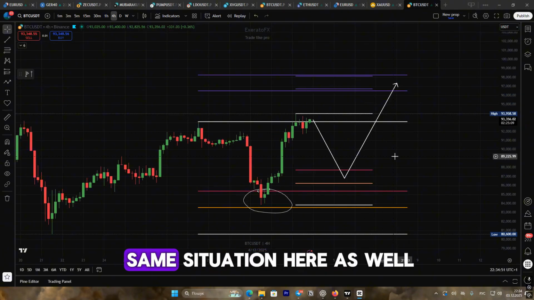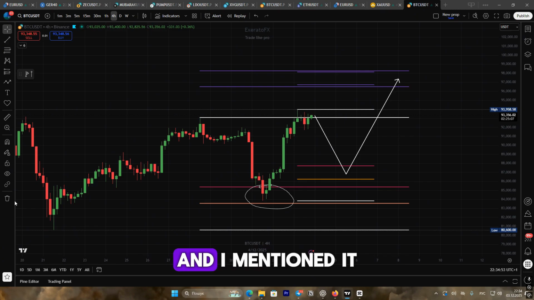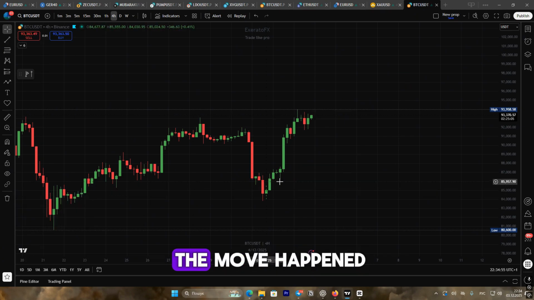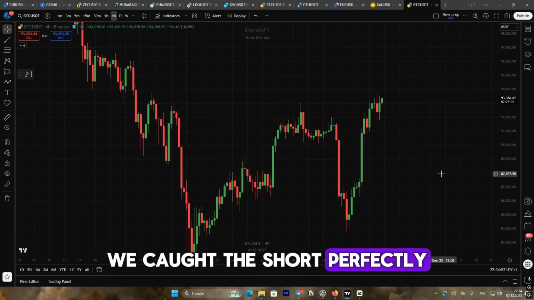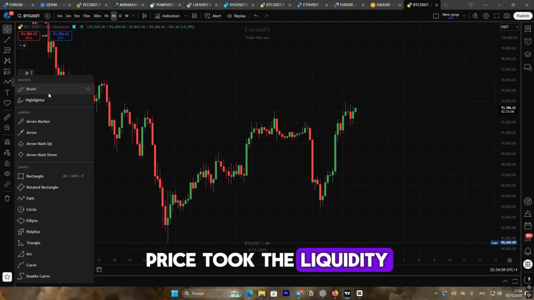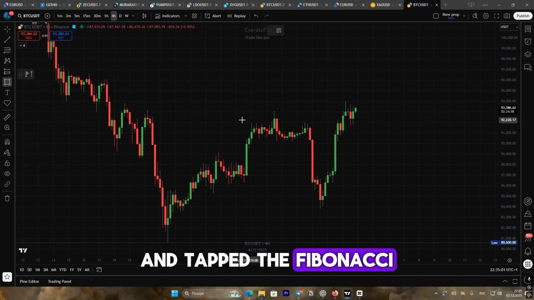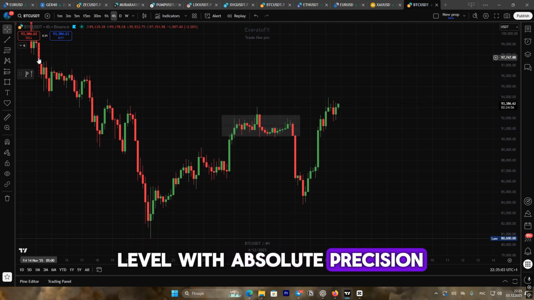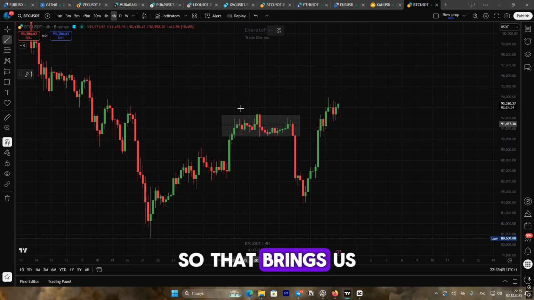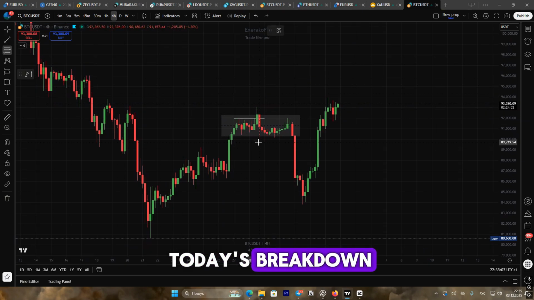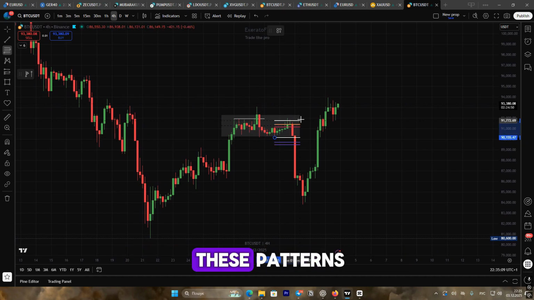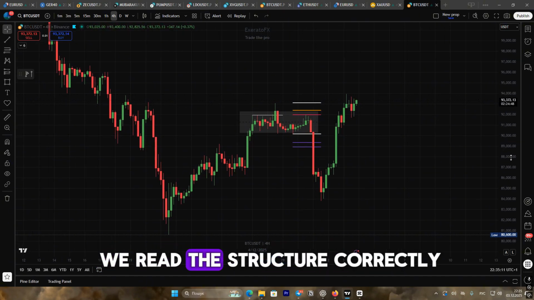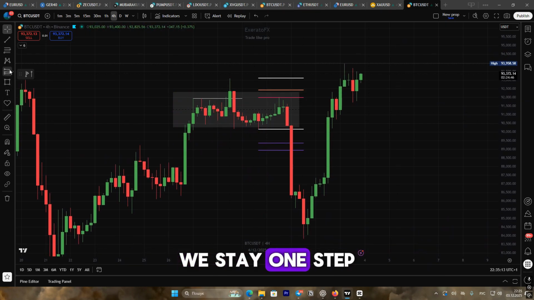We had the exact same situation here as well, and I mentioned it in our chat before the move happened. We caught the short perfectly. Price took the liquidity, then came back and tapped the Fibonacci level with absolute precision once again. So that brings us to the end of today's breakdown. The market keeps repeating these patterns, and as long as we read the structure correctly, we stay one step ahead of the move.